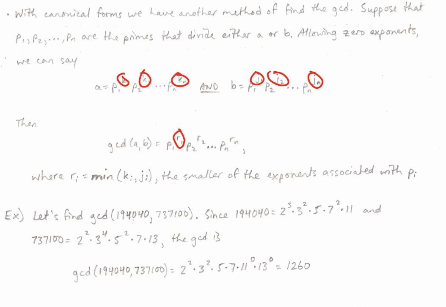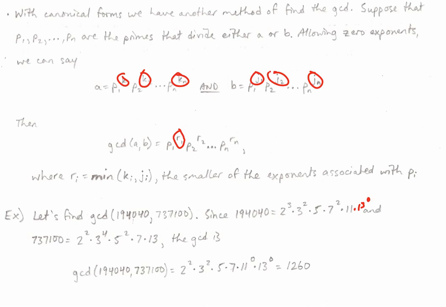194,040 in its canonical form is 2 cubed times 3 squared times 5 times 7 squared times 11. And 737,100 in its canonical form is 2 squared times 3 to the 4th times 5 squared times 7 times 13. Now, for the purposes of finding our GCD, I could add at the end of the canonical form for 194,040 a 13 raised to the power 0.